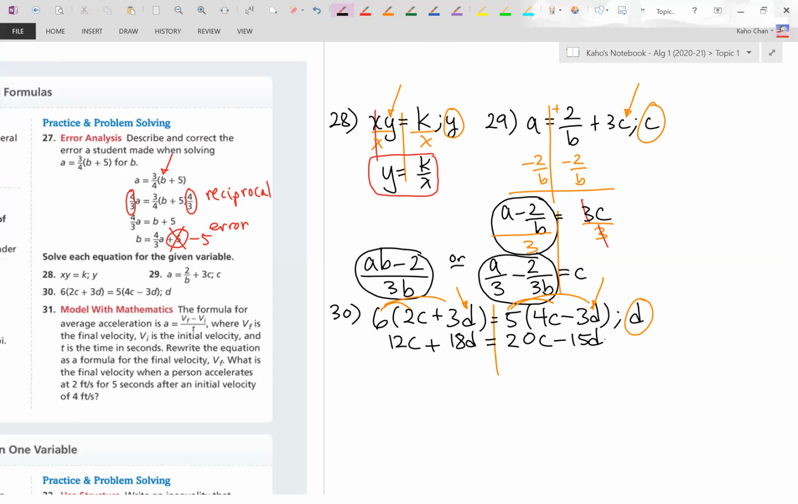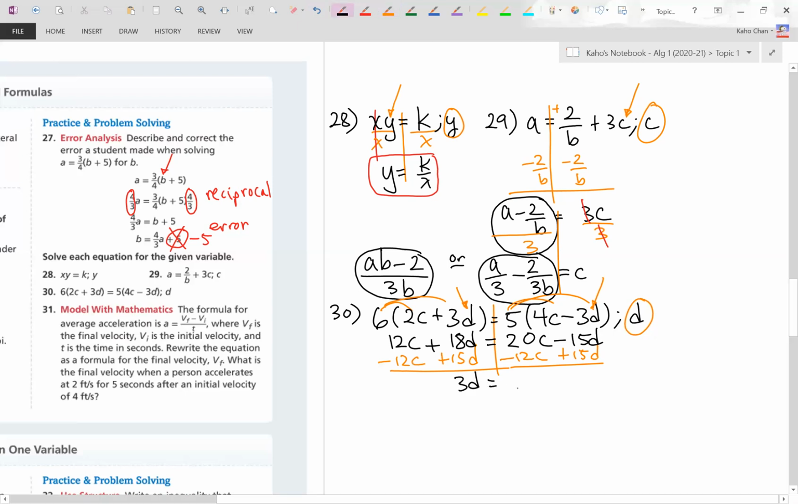I noticed that D is in more than one spot. I'm going to move one of the D's to the other side. Traditionally move the smaller one. I'm going to move negative 15D to the other side by adding D to both sides. You know what? We might as well subtract the 12C to the other side. That'll save me some time, won't it? Subtract 12C over here. Oh, great. That gives me a double move there. 20 minus 12C is 8C.